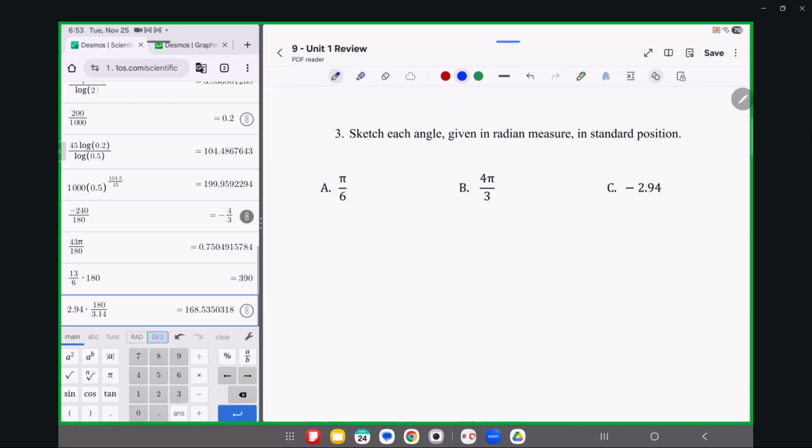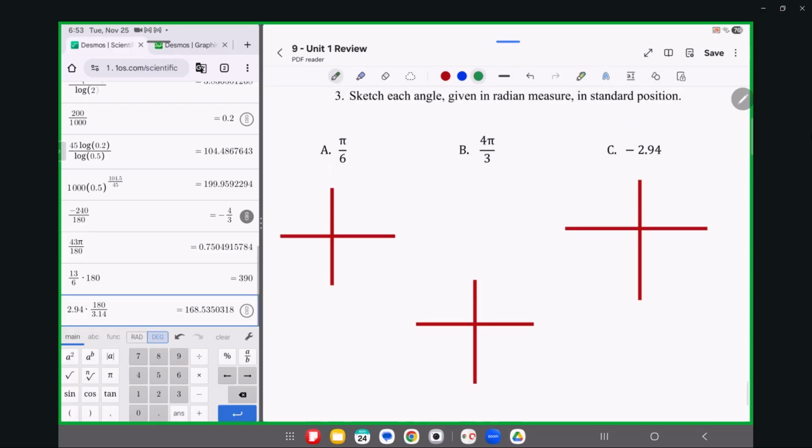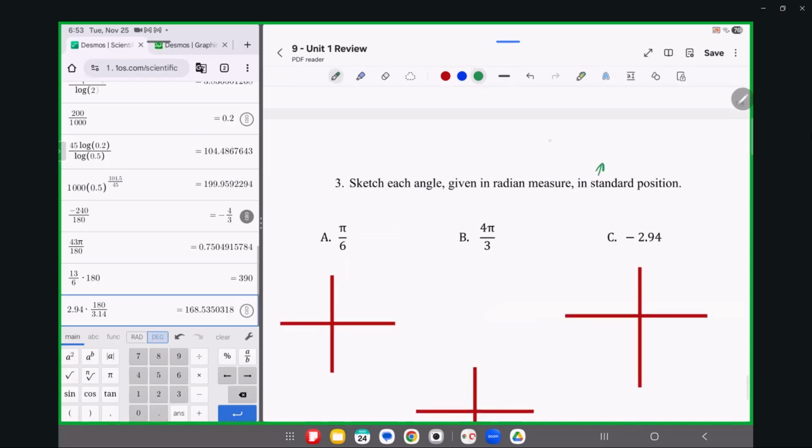And so for these ones here, you want to just draw out your Cartesian planes. And I just staggered these ones just so that way they look a little bit more reasonable. And we go through this. So standard position means it starts on the positive x-axis. Okay, and we rotate counterclockwise.